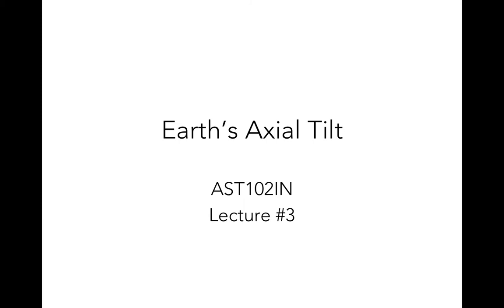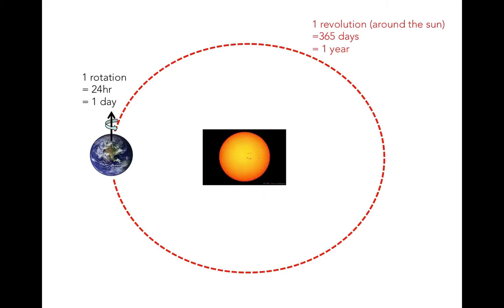Let's start by briefly reviewing what we've covered so far. As you likely knew long before you took this class, the Earth rotates on its axis once every 24 hours, and it revolves around the Sun once every 365 days. Rotation causes the nightly rising and setting of the stars, planets, Sun, and Moon, and revolution causes the visible stars and planets to change over the course of the year as the Sun appears to move around the celestial sphere.